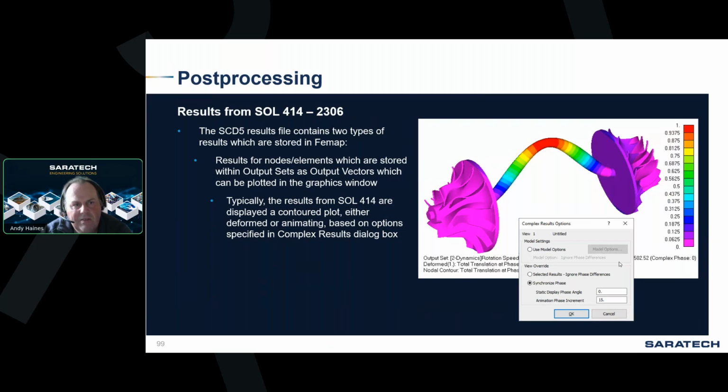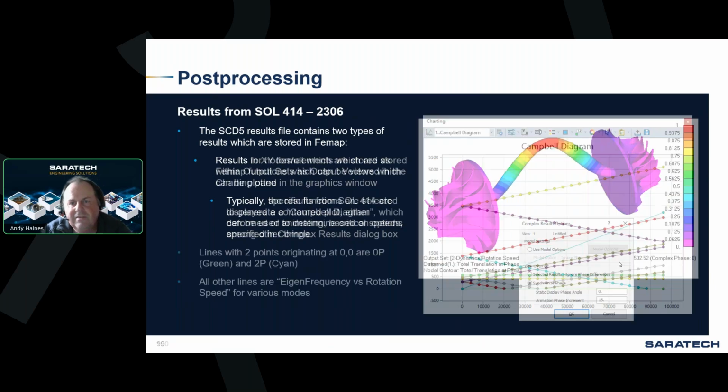Any type of results from solution 414, I don't know if I mentioned this, are all in the SCD5 format. Basically in 2306, Femap had to start reading SCD5 in a particular schema. So all solution 414 data is in SCD5. And hopefully everybody knows that you don't have to expand complex results anymore. You can just have it do it for the view or for the model, and it will do that processing on the fly for your animations.